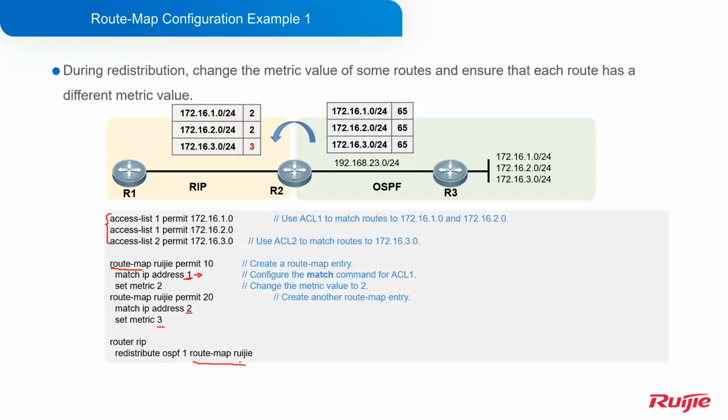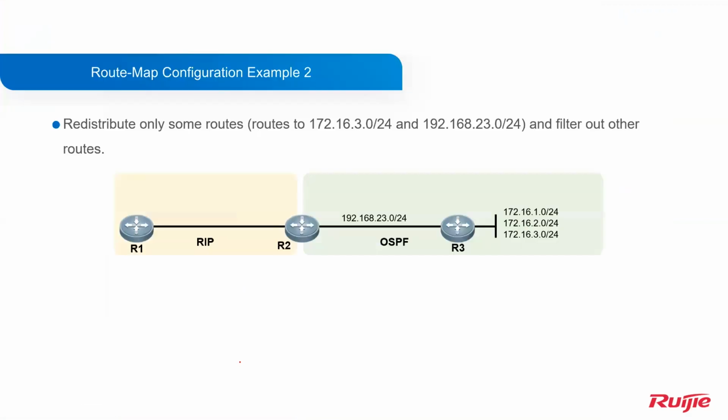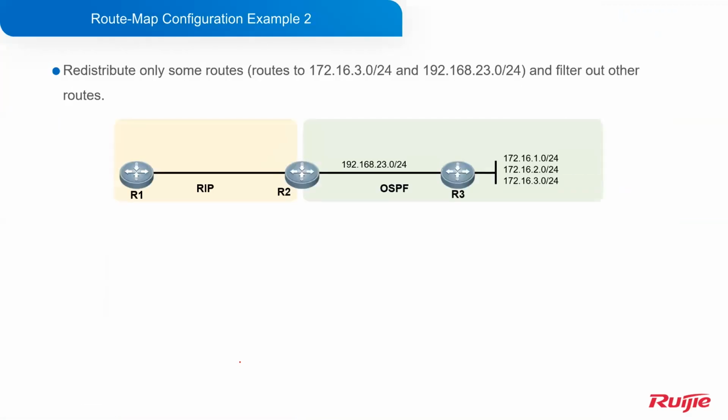So after that, you can see the result. For the first two routes, the metric is 2. For the last one, the metric is 3. Okay, next example, redistribute only some routes.